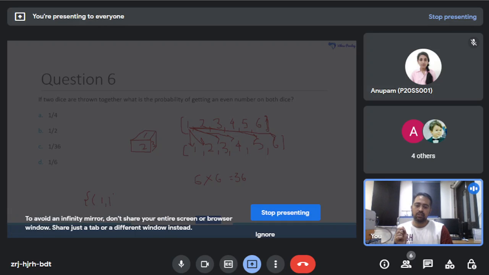Now, the sample space is the total number of possible outcomes. If we make it and count, we will have a total of 36 outcomes. So that is the total number of events. We generally represent it by S. So we can say n(S) equals 36. Are you able to follow till here?